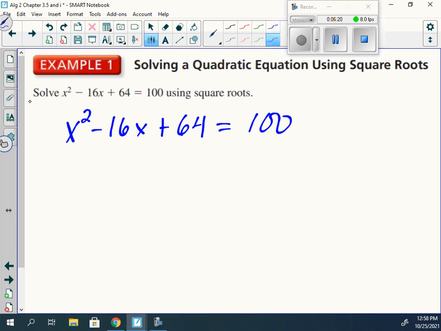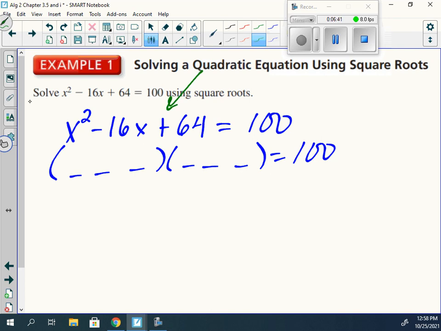Now this one here, normally we would move the 100 over to get it equal to 0, but there's something interesting about this one here. If we went on and just factored x squared minus 16x plus 64, well, we would have 2 sets of parentheses with 3 spaces. Since the 64 is positive, the signs would be the same, and they match the sign of the middle term, which is negative. So both of these here would be negative.